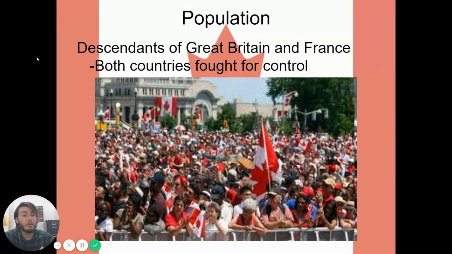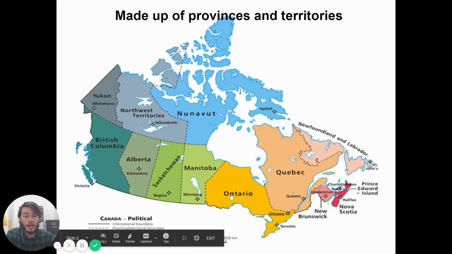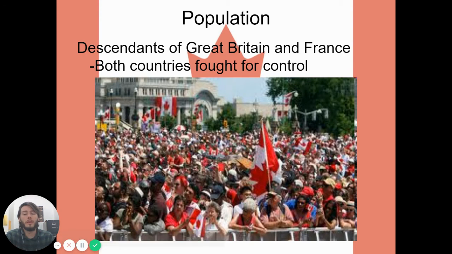And then you had the Quebec province in Canada. So you have Quebec right over here. And this was settled by the French. We'll talk more about that in a later slide. But most of the people that live in Canada are descendants of the British or the French. Both countries fought for control of Canada.